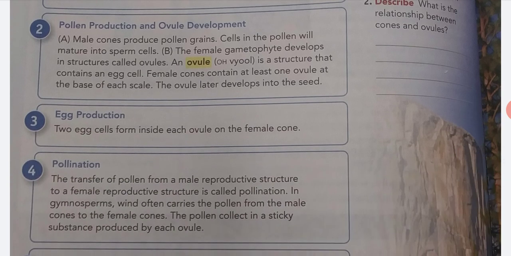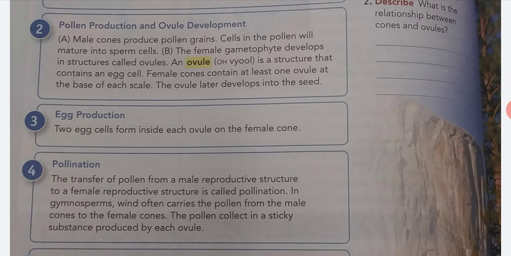Pollen production and ovule development. A male cone produces pollen grains. Cells in the pollen will mature into sperm cells. The female gametophyte develops in structures called ovules.